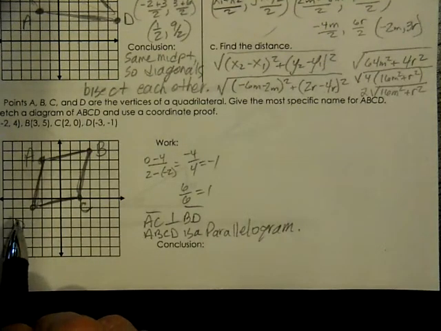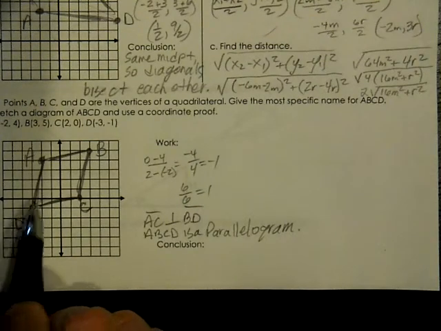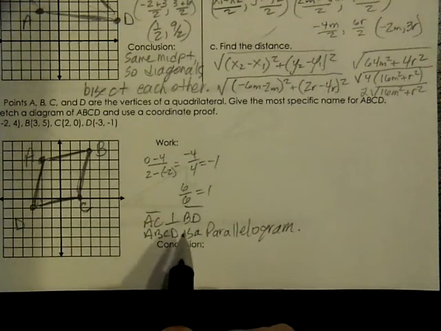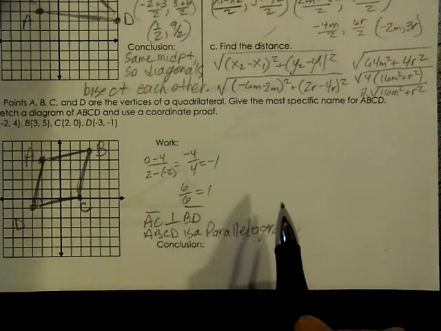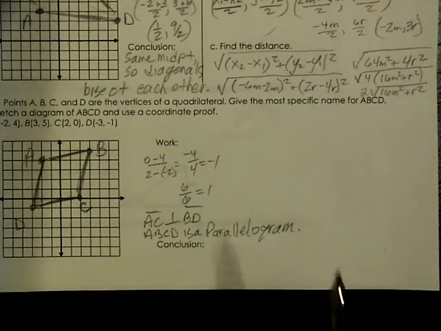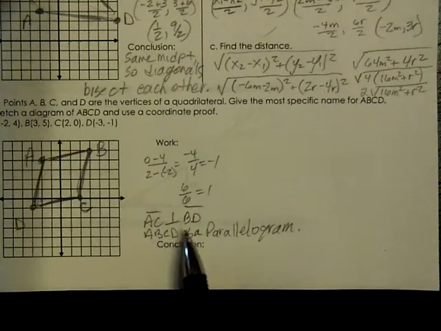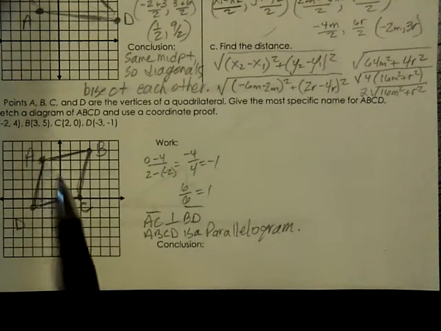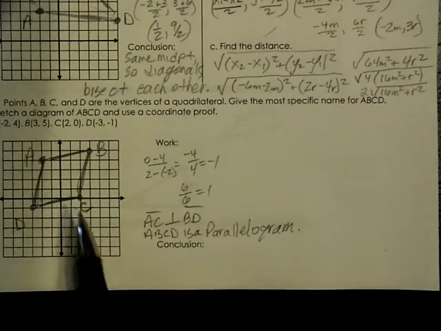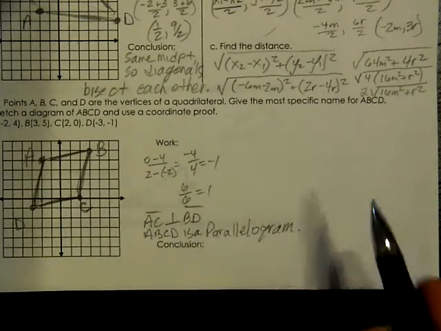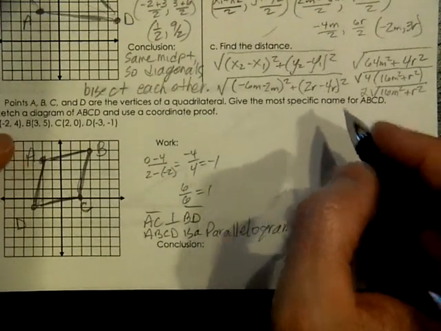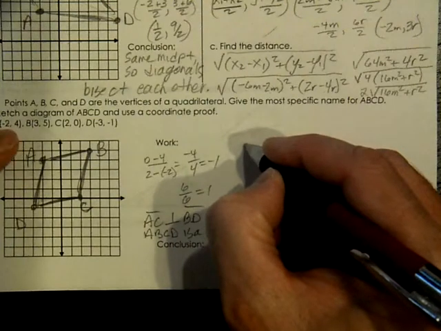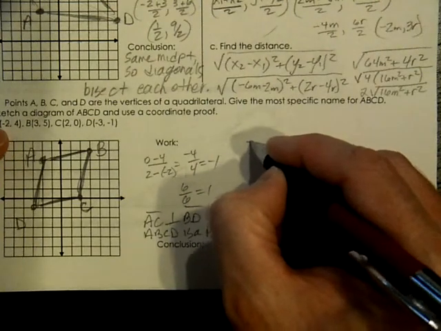So for this to be a rhombus, the diagonals have to be perpendicular. We did that. Okay, I think I did this backwards. So if you're perpendicular, then you're going to be a rhombus. And if the diagonals bisect each other, then you're going to be a parallelogram. So let's show that they bisect each other. So AC, so they have the same midpoint.